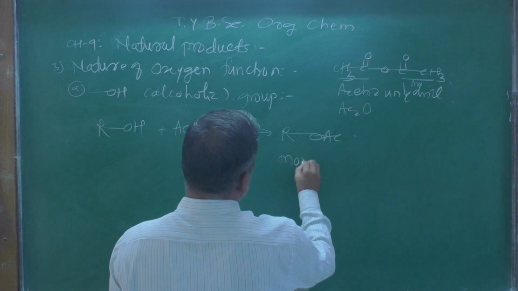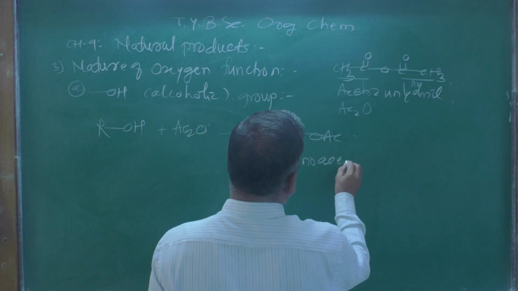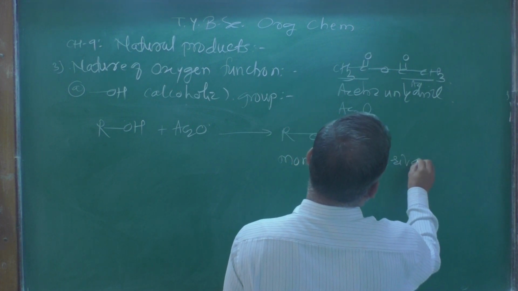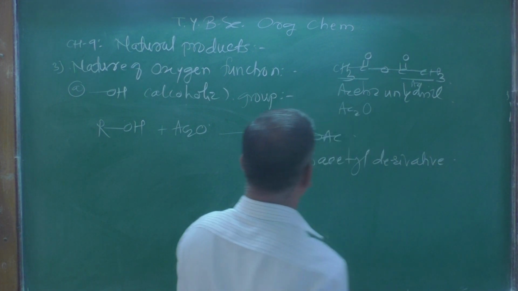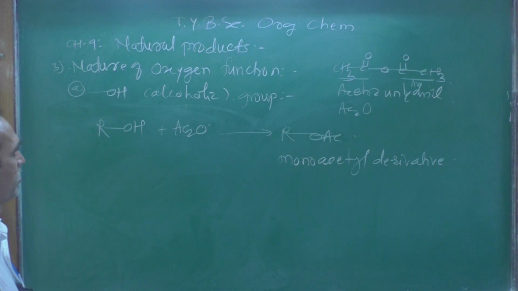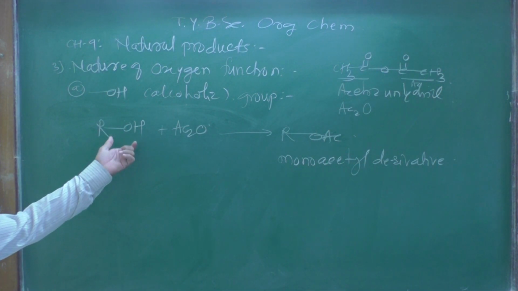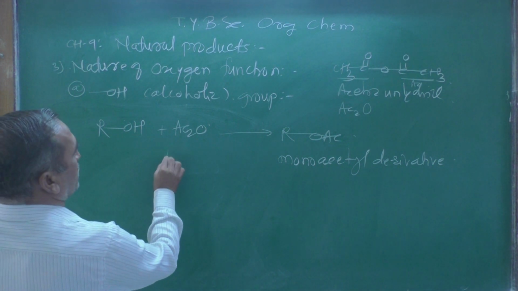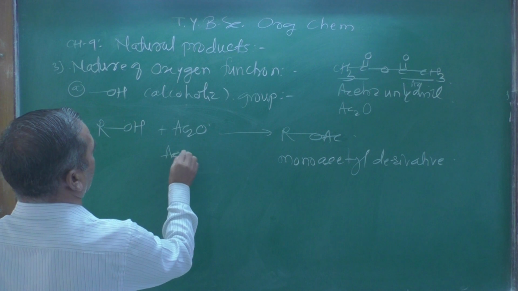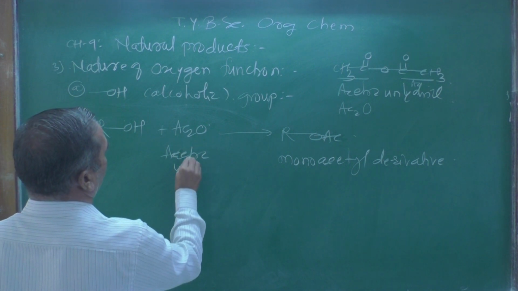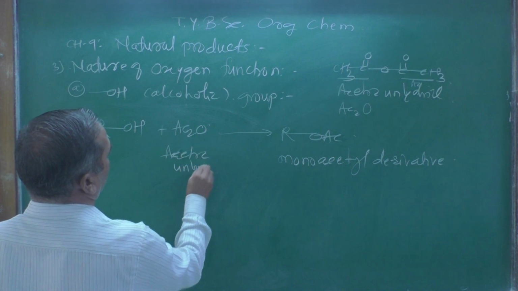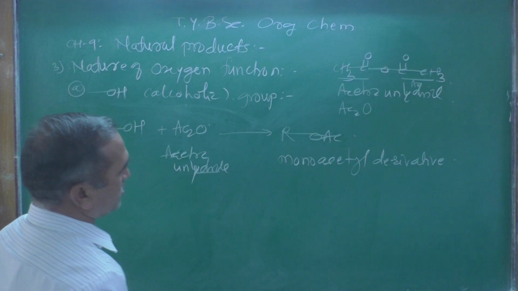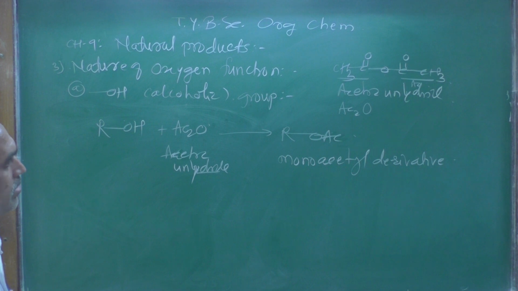This one is a monoacetyl derivative. The monoacetyl derivative is formed here: ROH plus acetic anhydride. This is the structure of acetic anhydride, and we get this type of compound.